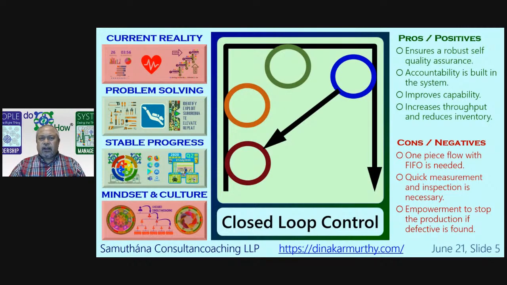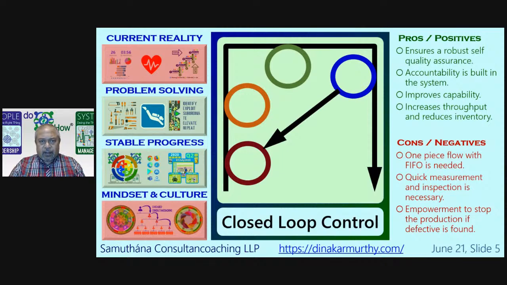Acting is not about doing something. Acting is about learning. Acting is about going to a next level, and that means there is a change in the mindset and culture. That's what acting is all about. So these are the four phases: current reality, problem solving, stable process, and progress, and mindset and culture. And in my wisdom, closed loop control can be implemented for problem solving and also during the stable process.